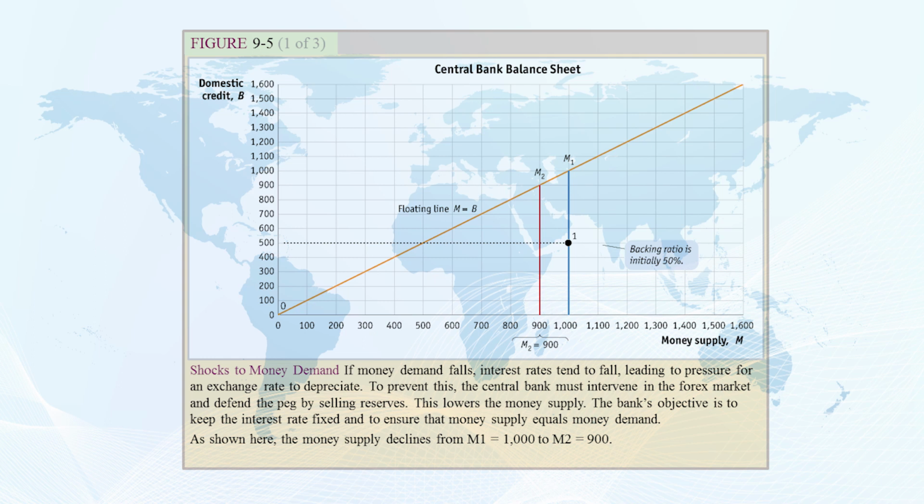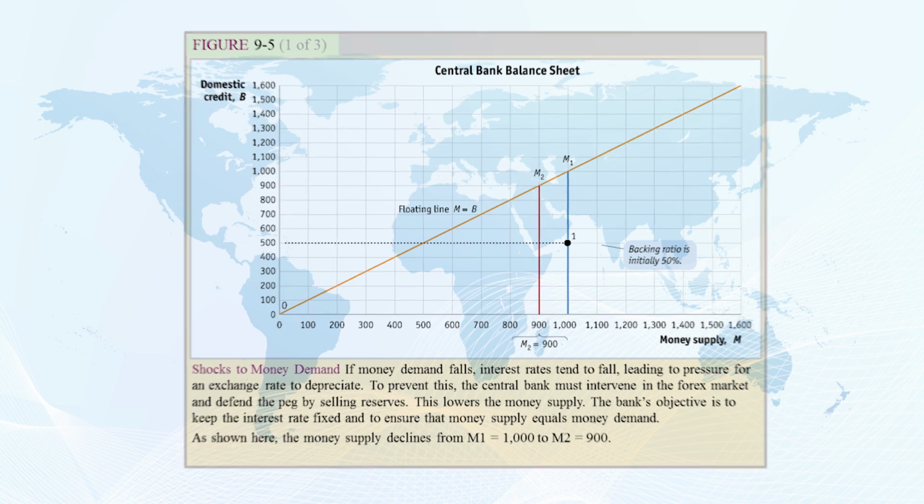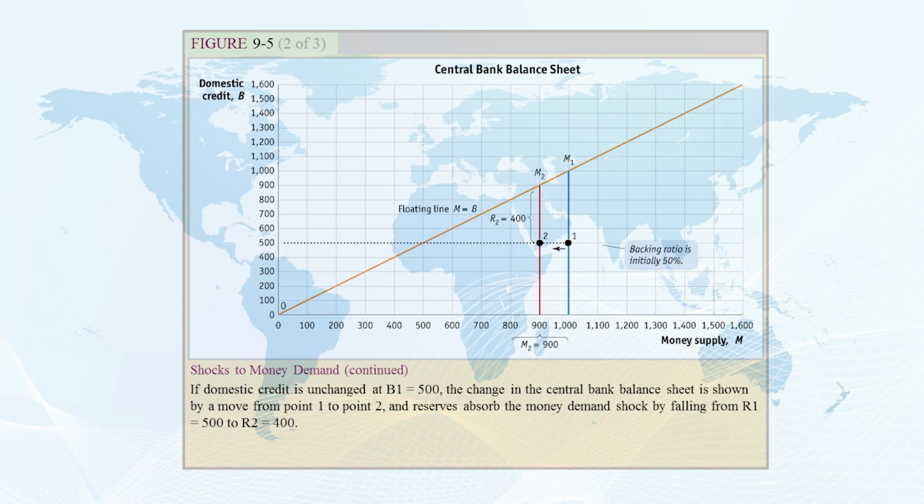When money demand falls, interest rates tend to fall, leading to pressure for depreciation of the exchange rate. To prevent this, the central bank must intervene in the foreign exchange market and defend the peg by selling reserves. This will lower the money supply. The bank's goal is to keep the interest rate fixed and to ensure that money supply equals money demand. As shown here, the money supply declines from M1, 1,000 to M2, 900. Since domestic credit hasn't changed, the change in the central bank balance sheet is from point 1 to point 2, and the reserves reflect the money demand shock by falling from R1 to R2.